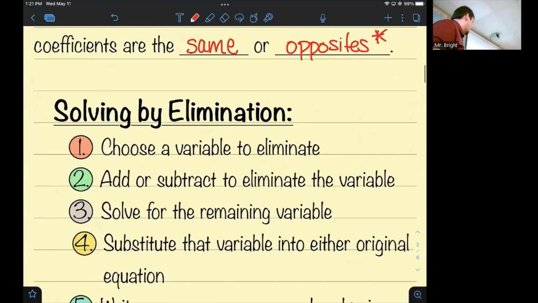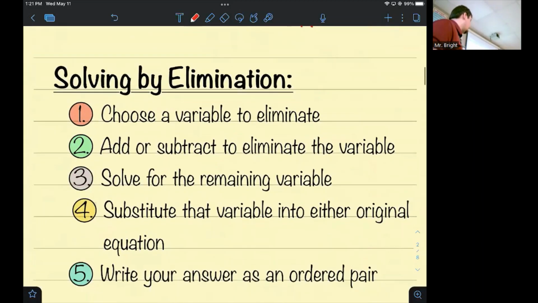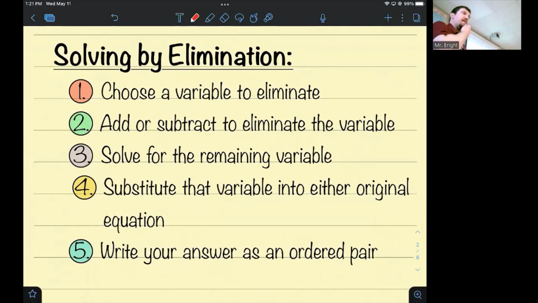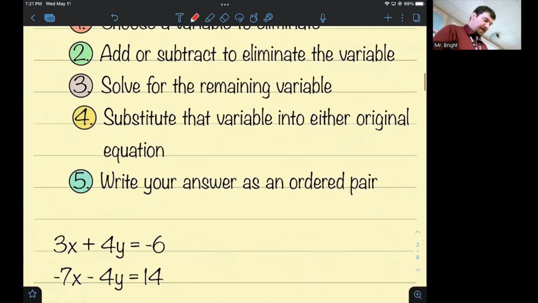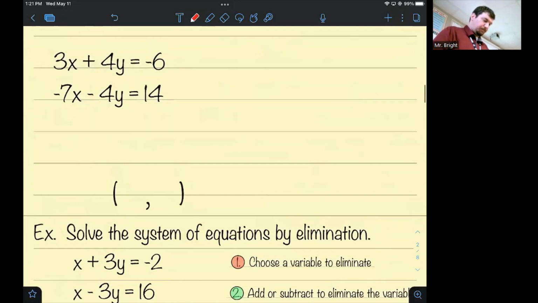Here are the steps for elimination. I'll read through them and then we'll actually apply them so they make some sense to us. Choose a variable to eliminate. There's going to be some strategy involved in that, just like there's a strategy involved with choosing which variable to solve for if I'm using substitution. Add or subtract to eliminate the variable. Solve for the remaining variable, substitute that variable into either original equation, and then write your answer as an ordered pair. Okay, so let's actually apply that.